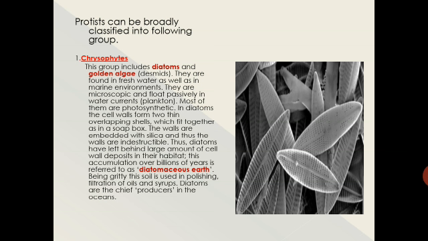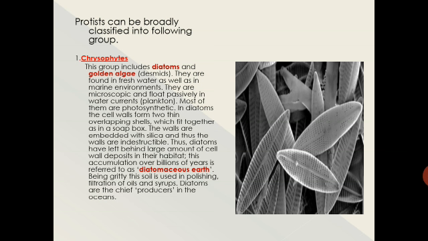Thus diatoms have left behind a large amount of cell wall deposits in their habitat, and this accumulation over billions of years is referred to as diatomaceous earth. A very important question for 1 mark. Being gritty, this soil is used in polishing, and filtration of oils and syrups. Diatoms are chief producers in the oceans. So these were the chrysophytes.